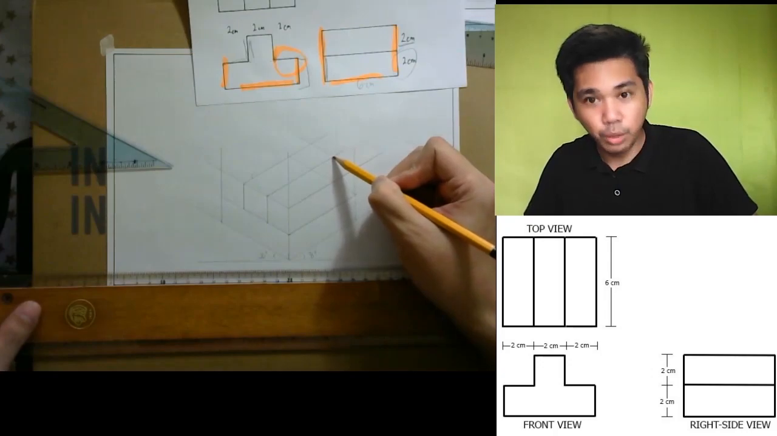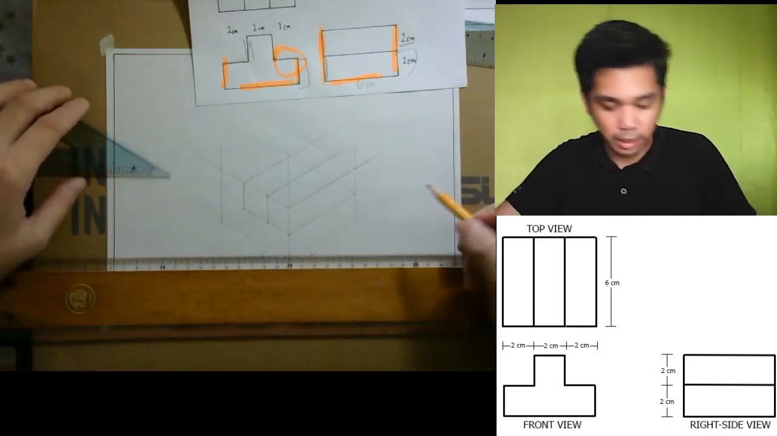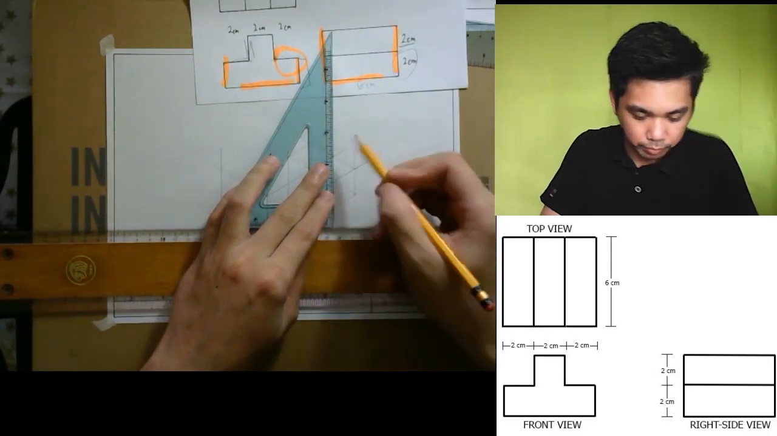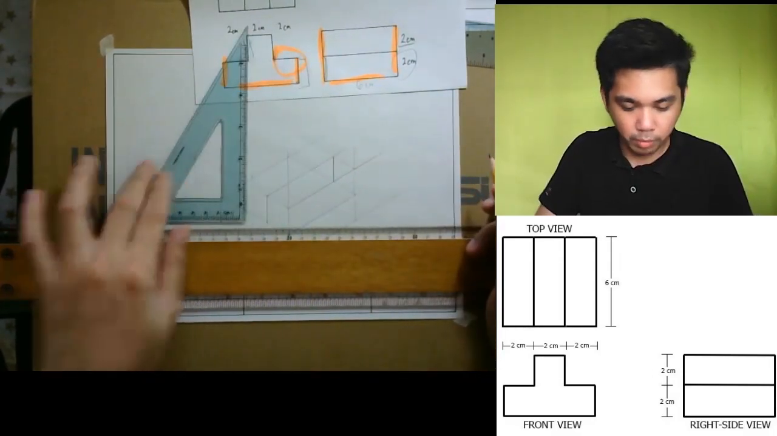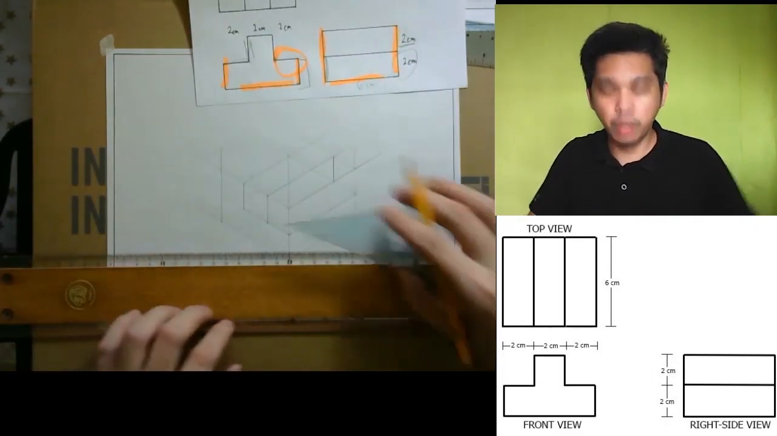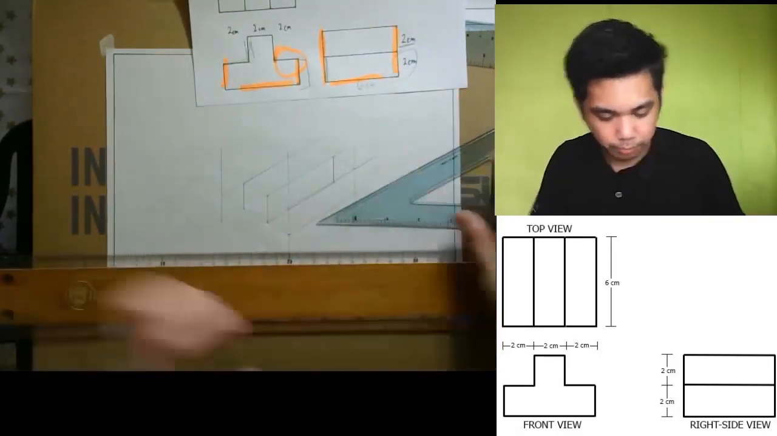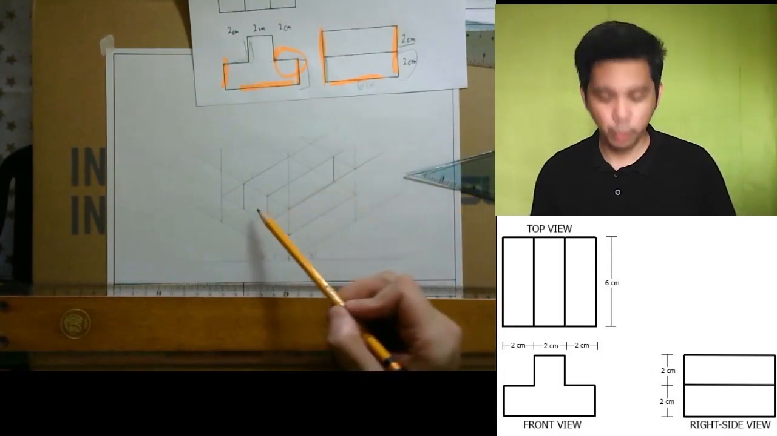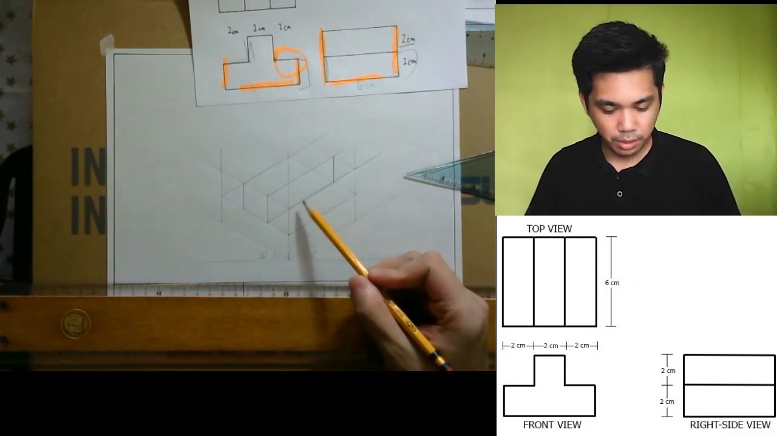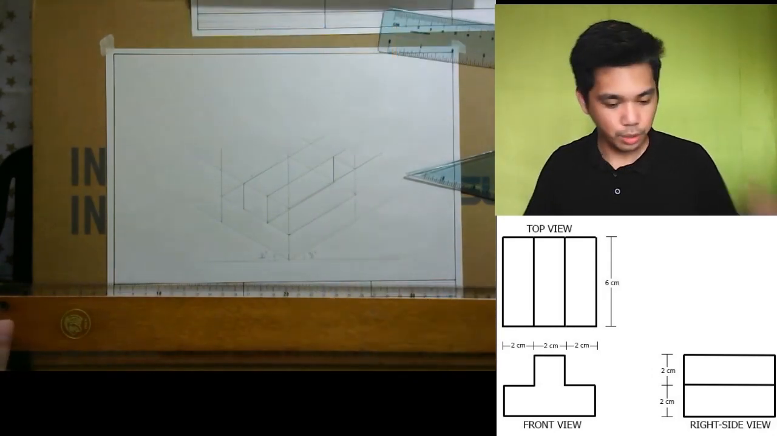Now, a new intersection was formed. Since there is a new line formed here, let's create a line for that one. So let's just complete other intersecting points. Okay, that's actually it. We have already created, this is our front side, this is our right side, and the top side. Let's try to ink it.